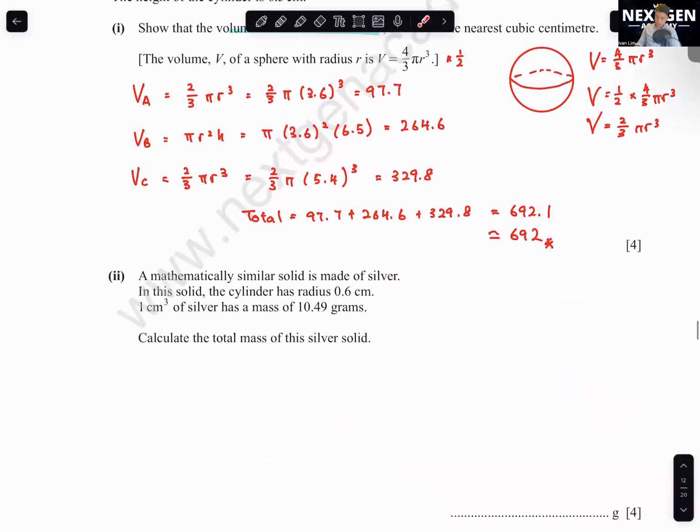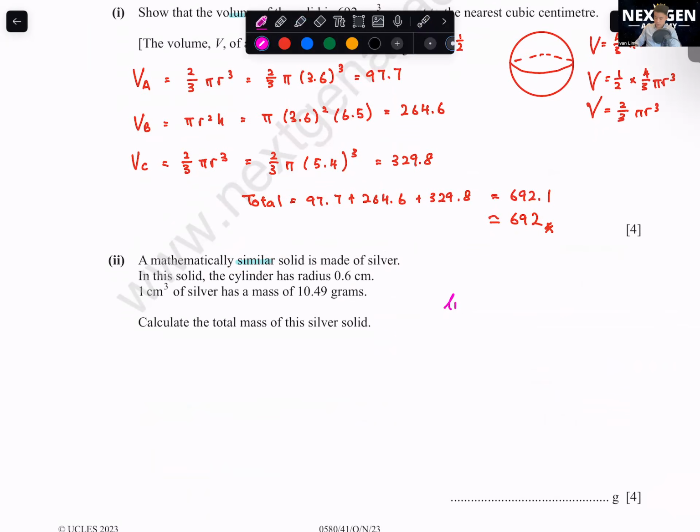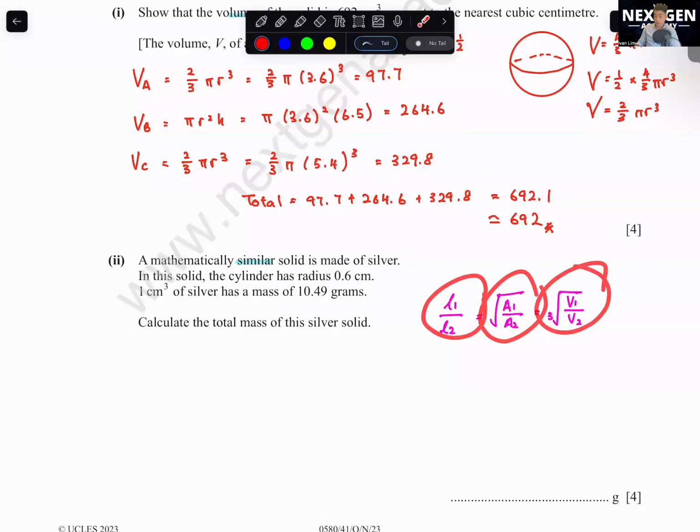Next one. A mathematically similar solid is made of silver. When they say the word similar, we will use what formula? Whenever you see the word similar, think about this: L1 over L2, square root A1 over A2, cube root V1 over V2. We use this formula because we want to compare similar shapes, and sometimes they may give you length and volume, like in this case.